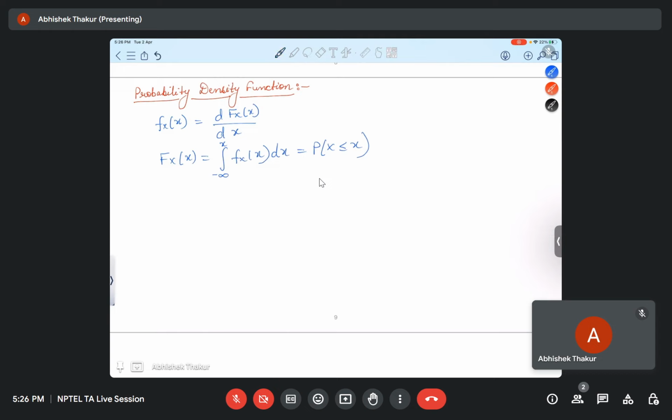So just write a note point. As the density function is the derivative of the distribution function, the density function of a discrete random variable will give impulses at those values. So just write this note point: the density function of a discrete random variable will give impulses.